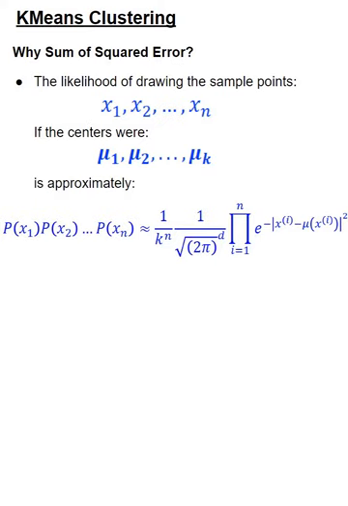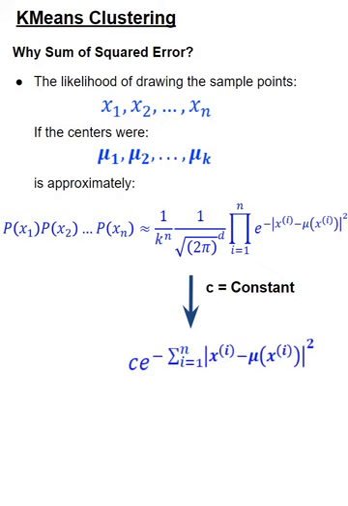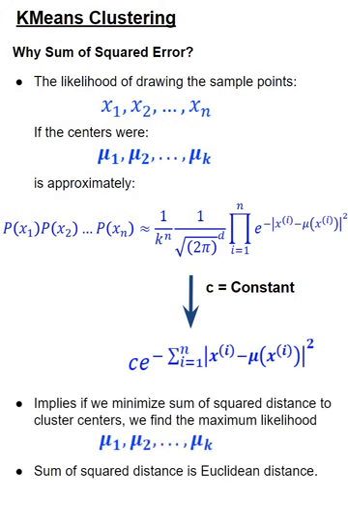This implies that there is a constant term to the left, which we are going to mark as c, and then a non-constant term in this particular approximation, which is nothing but the sum of squared errors. This implies that if we minimize the sum of squared errors to the cluster centers, then we can find the maximum likelihood mu1, mu2, mu k.